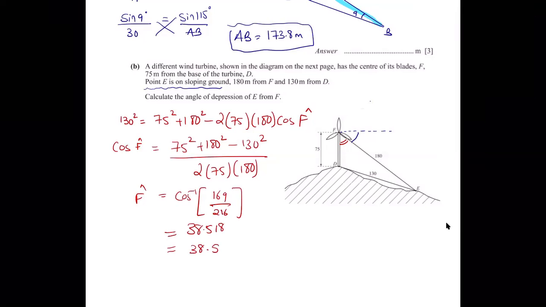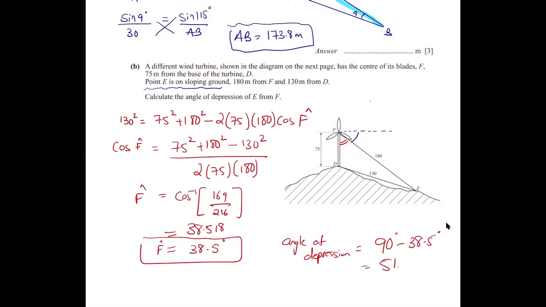Yes, sir, I got the same answer. Okay, so this is angle F. To find the angle of depression, I can subtract this answer from 90. That gives 51.5. This should be your answer.